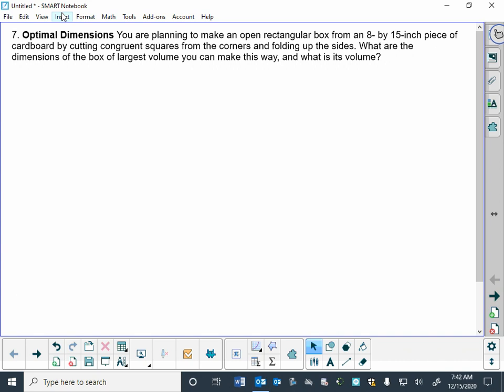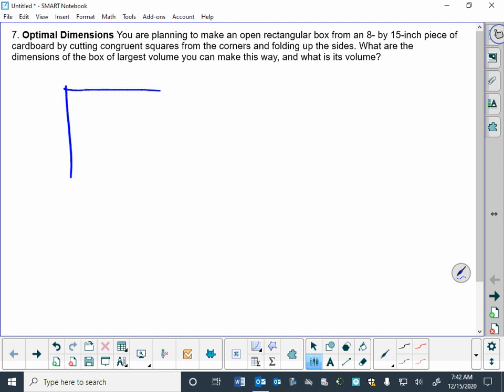So this problem number 7 says you're planning on making an open rectangular box from an 8 by 15 inch piece of cardboard by cutting congruent squares from the corners and folding up the sides. What are the dimensions of the box of largest volume you can make with this?